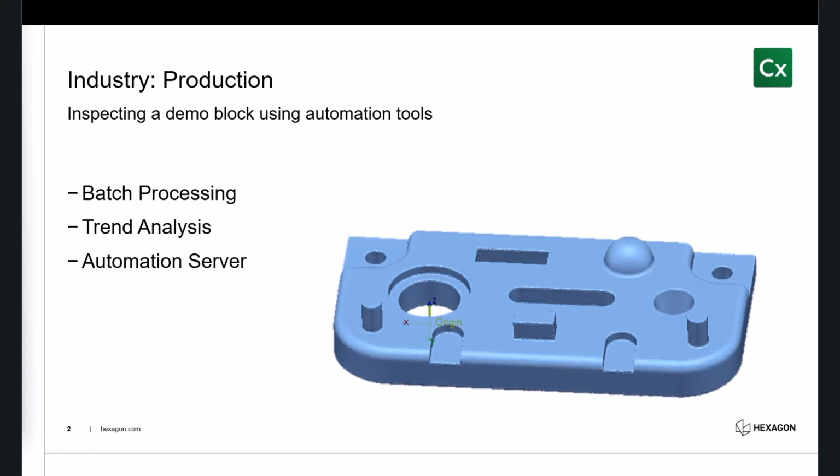So where you have multiple of the same parts coming off the line and you need to inspect every 1, every 10, every 50, whatever your cadence of inspection is, it really doesn't matter. But as long as you have more than one inspection, these automation tools are really going to help you out. And that is what we're going to be covering. We're going to be covering the different automation tools inside Control X. And this is just a start.